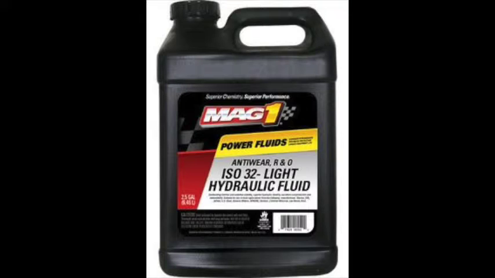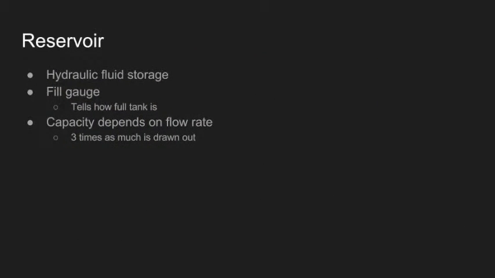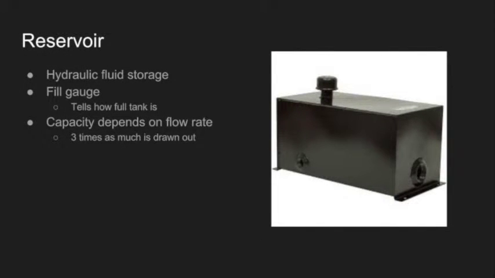A forklift user can usually get about 1,000 hours of use out of the hydraulic fluid before needing to replace it. The capacity of the reservoir depends on the flow rate of the pump. Typically, the reservoir holds 3 times the amount of fluid that is drawn out by the pump.